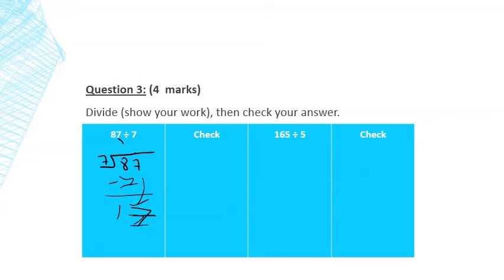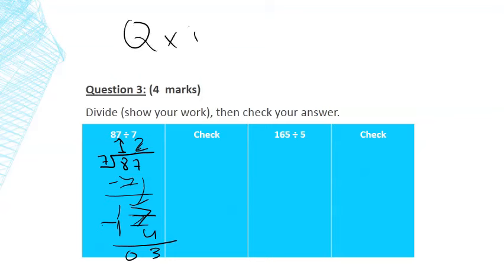What's the number that when you multiply by 7 gives 17? Nothing. The closest number to 17 is 14, right? So 7 times what gives 14? 2, 14. Yes. Okay, so the remainder is 3, and the quotient is what, Hadi? The quotient is 12. Karim, now you're going to check.